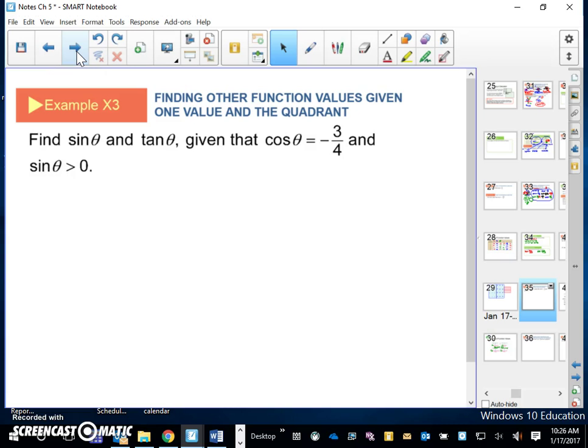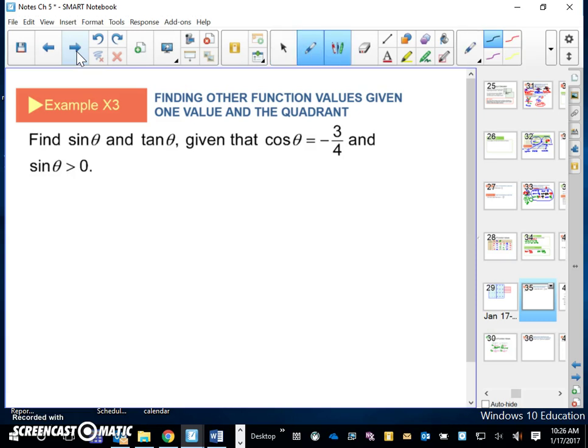Example 3: find sine theta and tangent theta given that cosine theta equals negative 3/4 and sine theta is greater than 0. So there are going to be two ways of doing this problem. Either you're going to do it by graphing it, or you're going to do it by using those formulas that we just wrote down. Honestly, almost everyone in here will have an easier time drawing the graph. So let's do that first. I'm going to show you that first.